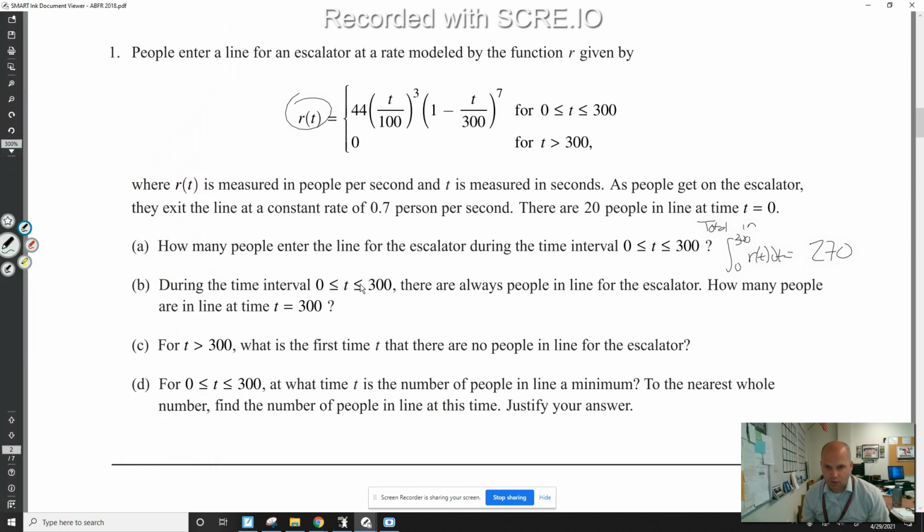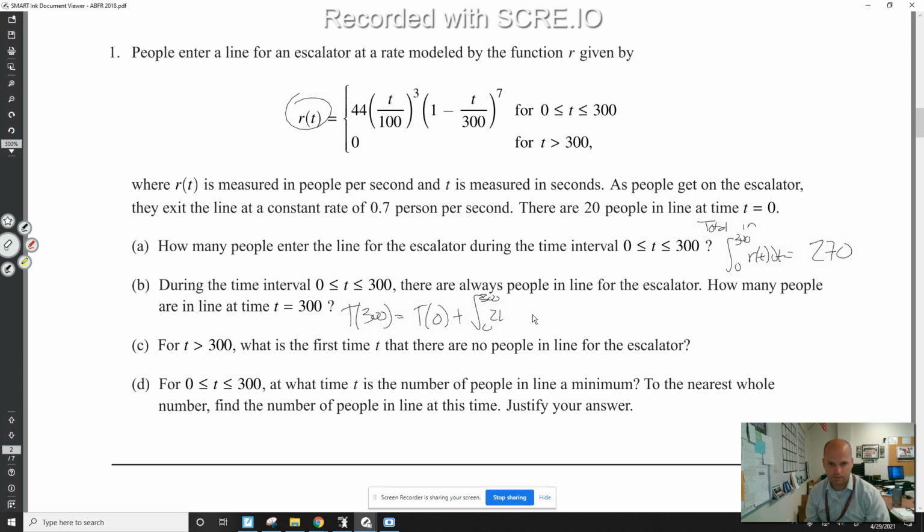During the time from 0 to 300, there are always people in line for the escalator. How many people are in the line at time t equals 300? So people are getting on the escalator at this rate, they enter the line. What is our total amount at 300? Well, this is just like the last problem. I have my initial amount, and I have the total that have entered.